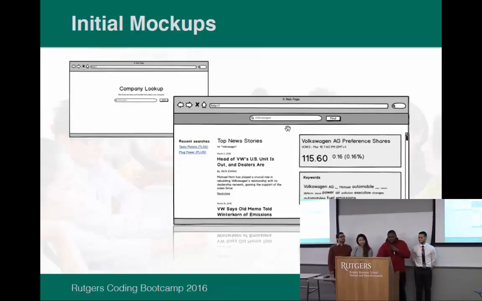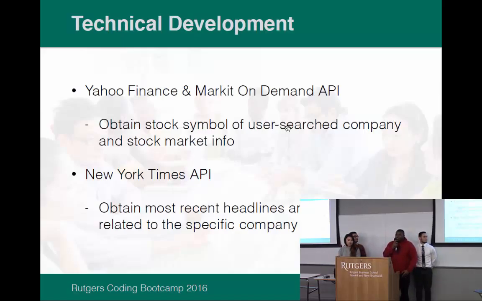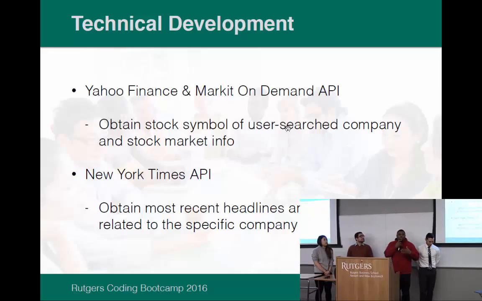Yep. So the first API we used was Yahoo Finance, and it converted the user-submitted company into a stock symbol. And then we used that stock symbol and put it into the Market On Demand API, and we got the current price, the daily change in dollars and percentage, and also a timestamp of the last time that stock was traded locally. For our articles and current news, we used the New York Times API, so you would get a headline and a preview of an article, and also a link to that full article on newyorktimes.com.